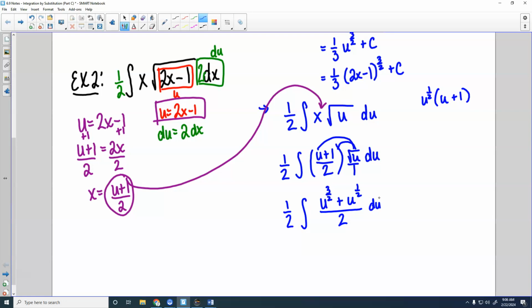I could do love connection, for sure. Or, this really, right here, is 1/2 times u to the 3/2 plus u to the 1/2 du.